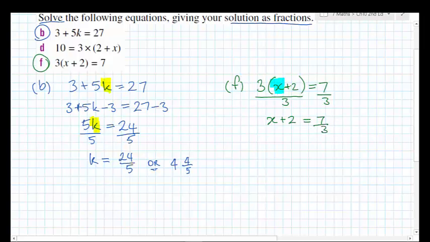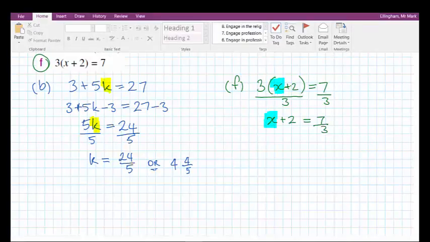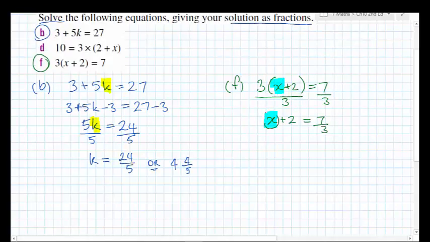I then end up thinking again, I still need to find x, because it's not by itself yet. I start with x, add 2. Last thing I did was add 2, so I need to take 2 from both sides. x plus 2 take 2 equals 7 on 3, take 2. So x is equal to 2 take 2, which is 0 here, so I don't have that, so it's equal to 7 on 3 take 2.